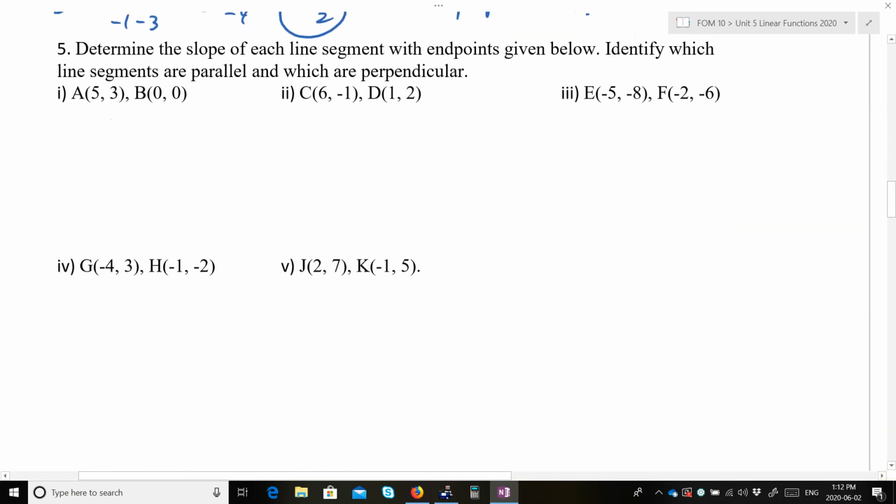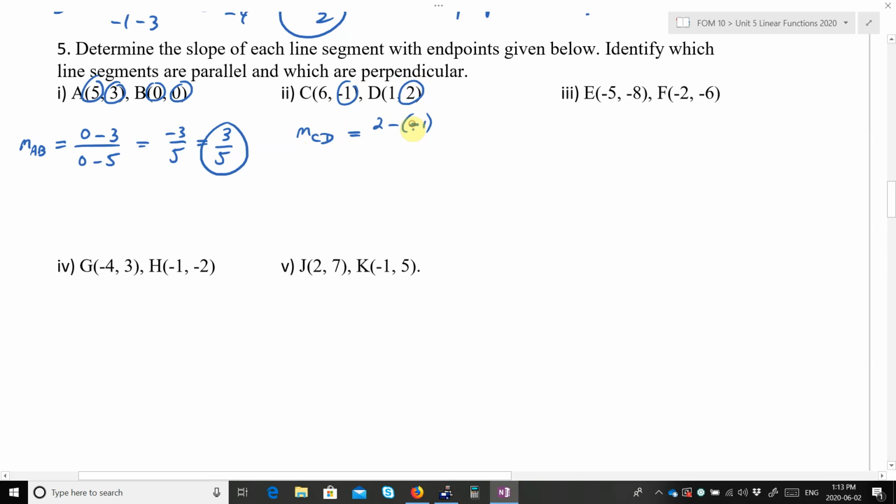All right, number 5 says, determine the slope of each line segment with endpoints given below. Identify which line segments are parallel and which are perpendicular. Okay, so the slope of AB is equal to y2 minus y1 over x2 minus x1. We get negative 3 over negative 5, which is 3 over 5. In part 2 here, the slope of CD is y2 minus y1, 2 minus negative 1, divided by x2 minus x1, 1 minus 6, and we end up getting, add the opposite, so 3 over negative 5, which is negative 3/5.